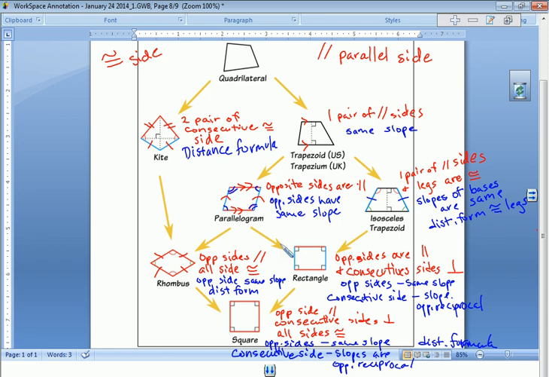A quadrilateral is just a polygon with 4 sides. There is nothing really special about it. If you can't classify a figure to fall under any of the other categories, you would just call it a quadrilateral. If it doesn't have parallel sides, or if it doesn't have congruent sides.